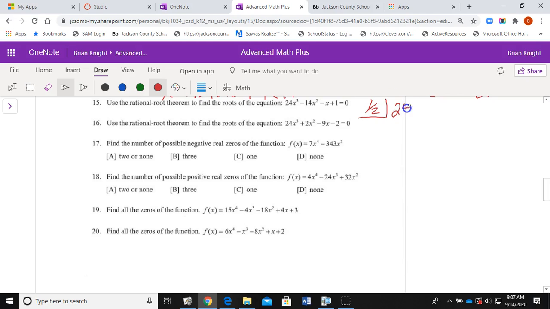So we're going to have 24, negative 14, negative 1, and 1. Bring down my first number, 24. What's 1/2 times 24? 12. Add those up, I get negative 2. What's 1/2 times negative 2? Negative 1. Add those up, I get negative 2 again. 1/2 times negative 2 again is also negative 1. 1 minus 1 is 0, like it's supposed to be.